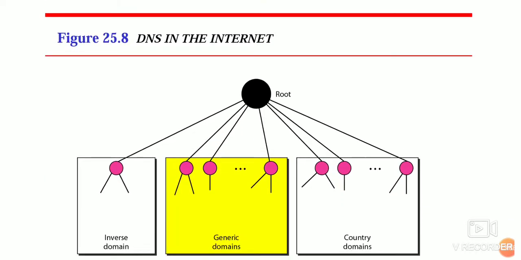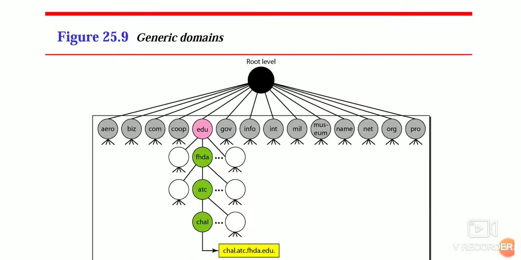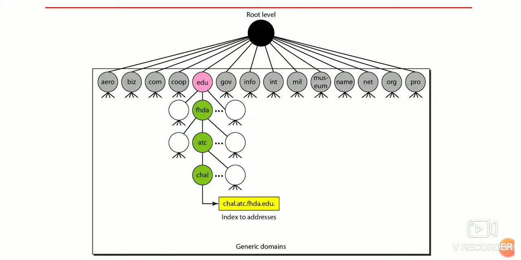And then we'll see this DNS in internet. The three domains are explained here: root domains, generic domains, country domains, and inverse domains. So this is the example that will best explain all these things.